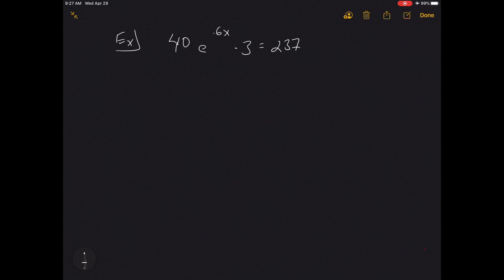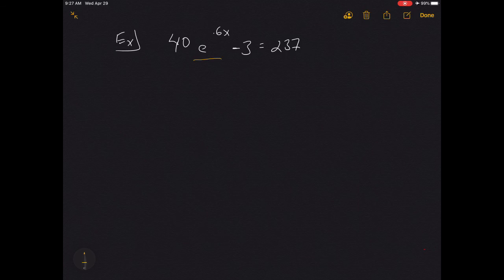Okay, so now we're going to do one which is a slightly more involved example. It's still an exponential equation because, as you can see, the variable is in the exponent. It's in the exponent of the e part, though. In order to solve this exponential equation, the first thing you need to do is isolate the term with the exponential part in it. So we need to isolate this, this e to the 0.6x. We got to get it all by itself.